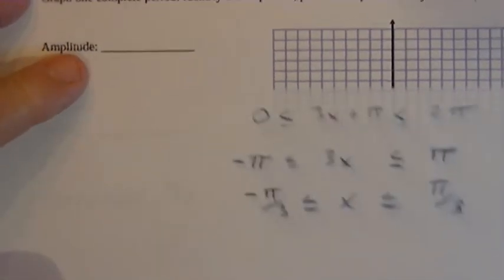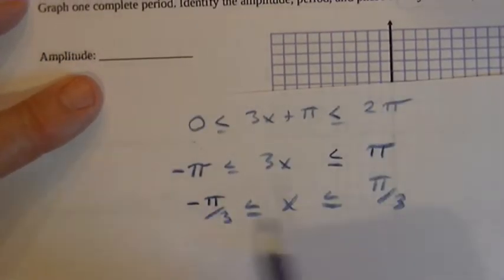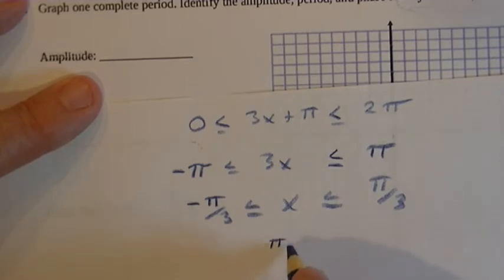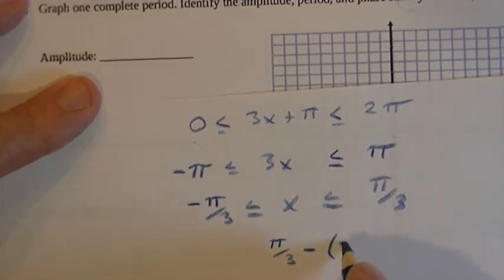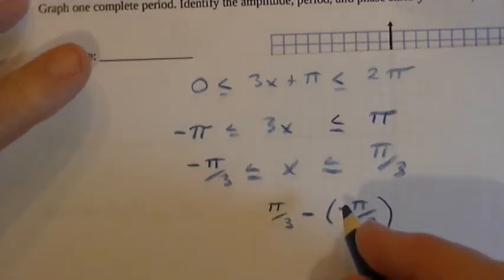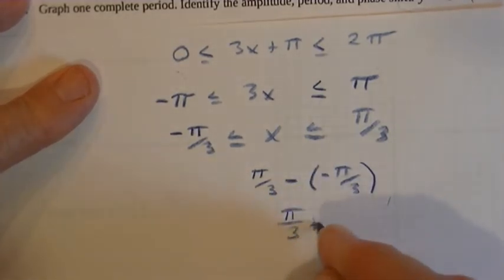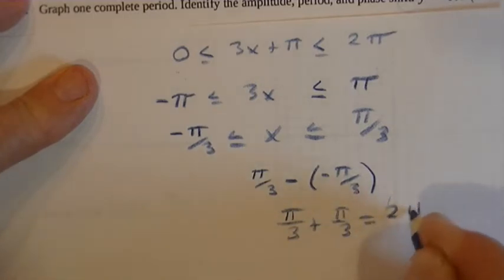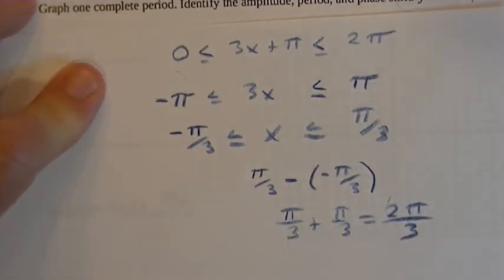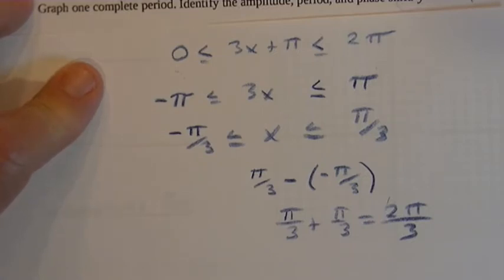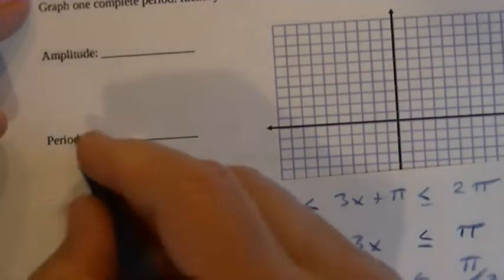Period. What we have to do is take this number and subtract this number. So pi over 3 minus negative pi over 3 is the same thing as pi over 3 plus pi over 3, right? Okay, so that gives us 2 pi over 3. That essentially tells us the period. We can go ahead and write that in, 2 pi over 3.